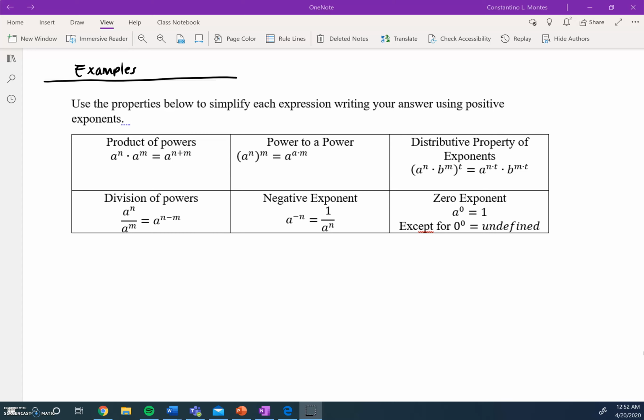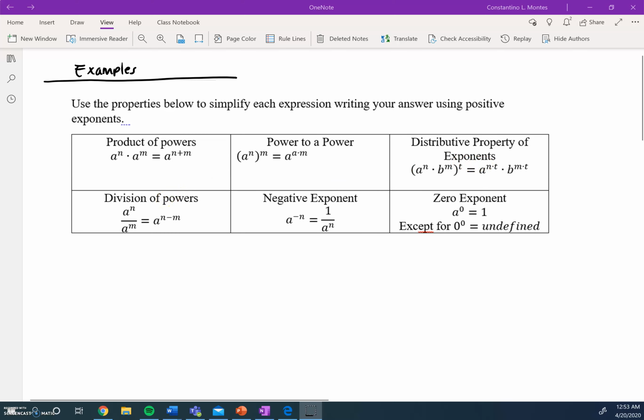So I have the example instructions, and what you're going to see at the top of your assignment this week. It says use the properties below to simplify each expression, writing your answer using positive exponents. That's going to be an important factor. And last week we gave you the product of powers, the power of a power, and the distributive property of exponents.